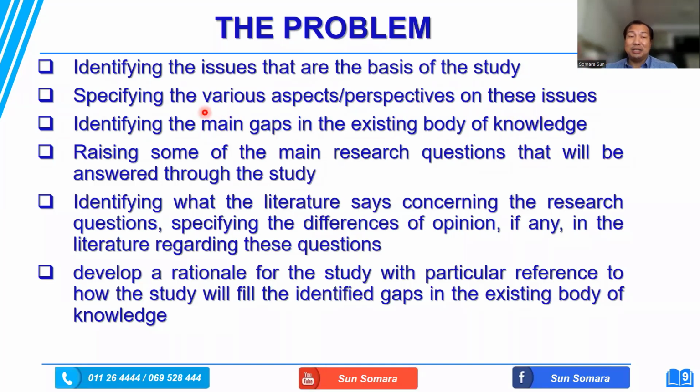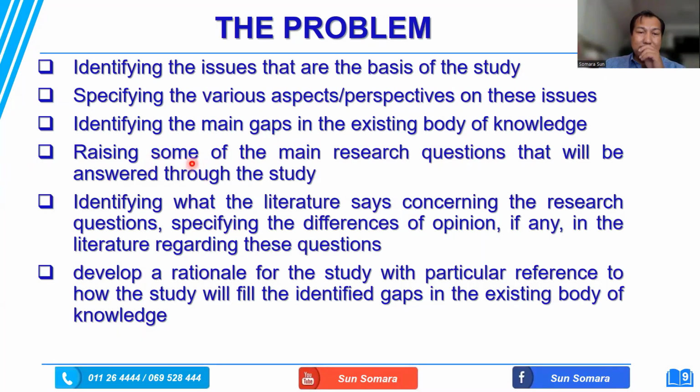It's specifying the various perspectives on this issue. You need references, we can say. So you need to find out who said that is the problem here, or what research shows about the gap or the limitation of the study. This one will become the issue in your research paper here. Identify the main gaps in the existing body of knowledge. They can do this by reading the empirical study or comparative study to find out the gap, right?